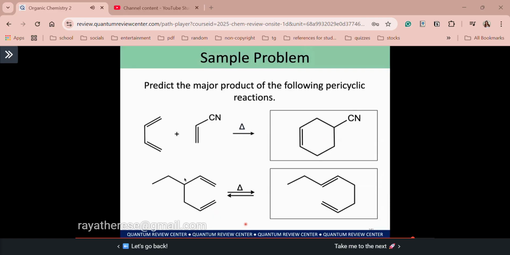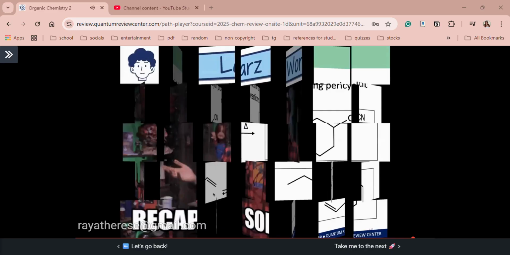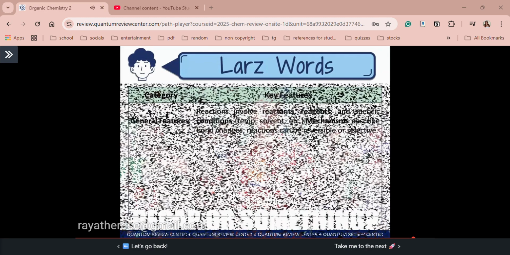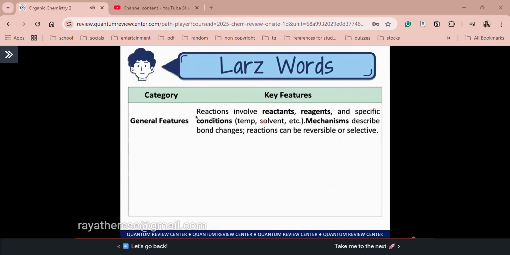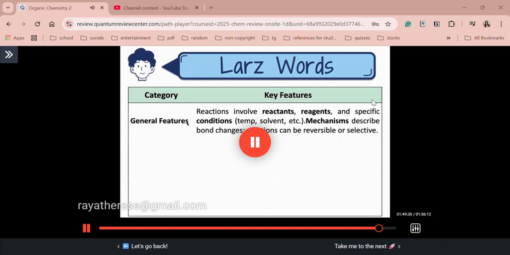Okay, so class, we are done with our discussions on your reactions in organic chemistry. So as a recap, class, please remember the important concepts that we tackled here initially with our general features. Remember, this one involves your reactants, reagents, and specific conditions in order to proceed with our chemical reactions. Particularly, class, it has your specific optimum temperature, pressure, and correct solvent.